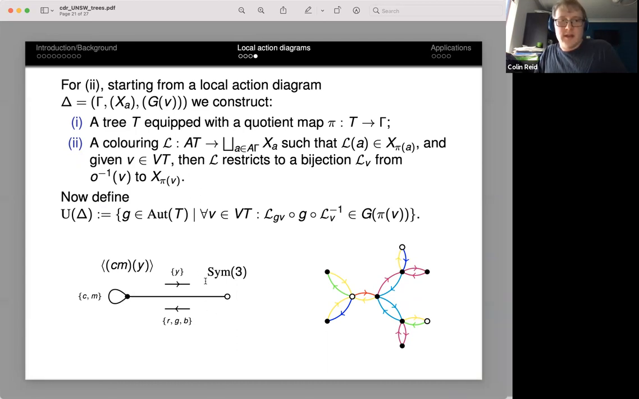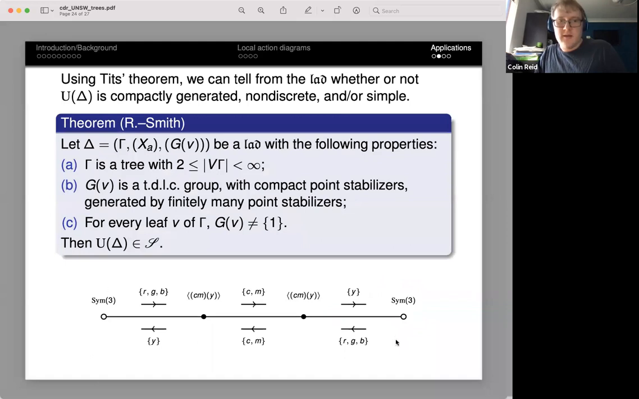So actually this group here is a subgroup of the previous one I drew of index 2, and it's the plus group of the previous one. So you can often do this. Yeah, so we have a sort of general recipe for producing simple groups acting on trees, and we can characterize which of these are simple.